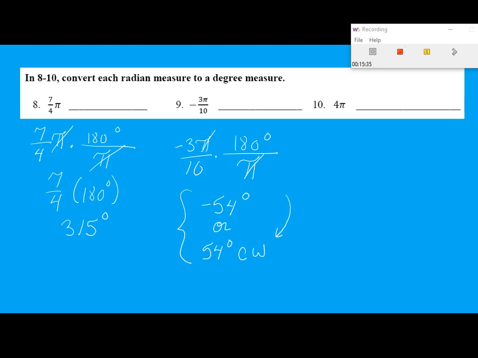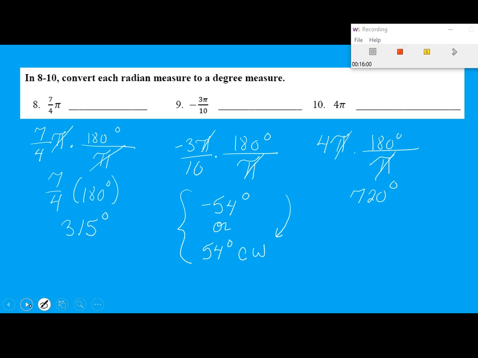And then my number 10, I've got 4 pi. I'm trying to get to degrees. I'd like to get rid of those radians. 4 times 180 looks like 720 degrees. Make sure you get your degrees as your units on there.